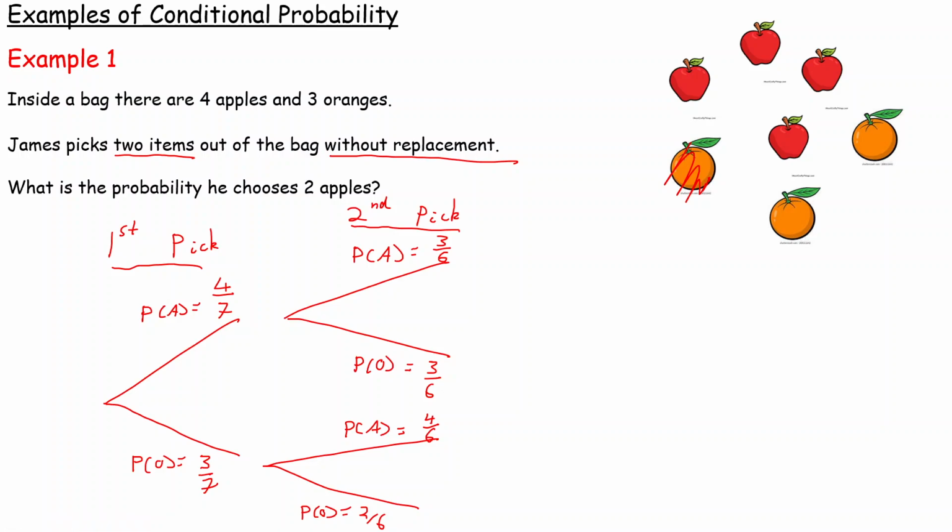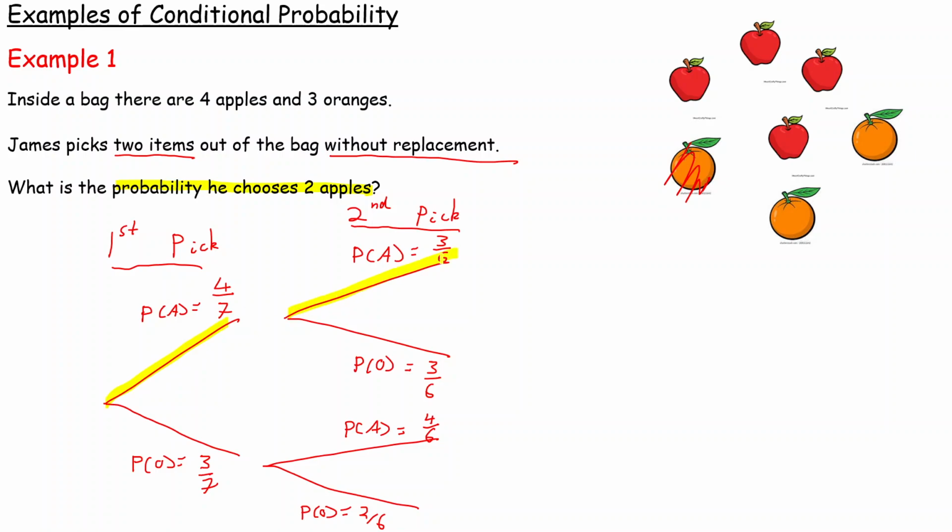So again, really key points. I've got apple, orange, apple, orange, apple, orange. I'm not changing up the order of that. That's really important. And what is the question actually asking for? It is saying, what is the probability he chooses 2 apples? So we're looking at choosing an apple, which is here, and choosing an apple, which is here.